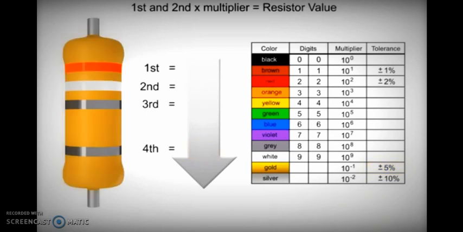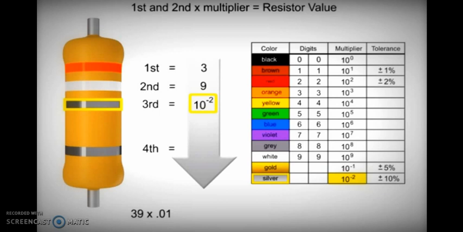Now, as a second example, the first band here in this case is orange, so the value is 3, and the second band here is white. White is indicated by the digit 9, so the second value here is 9. The third band is silver, which is the multiplier in this case, so it will take a value of 10 power minus 2.